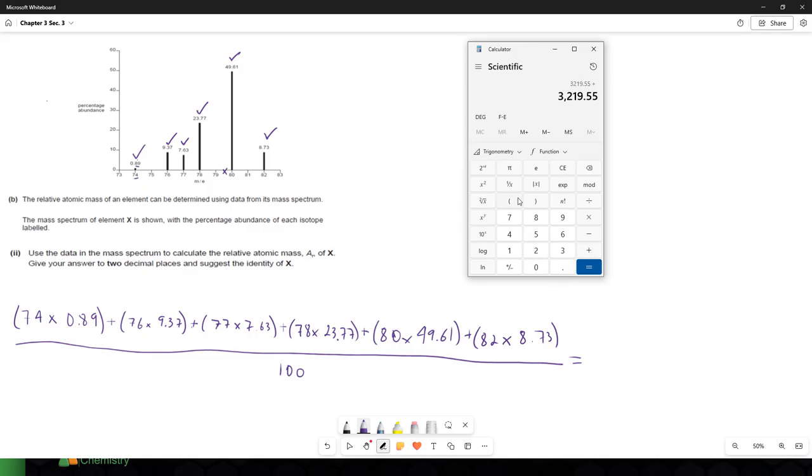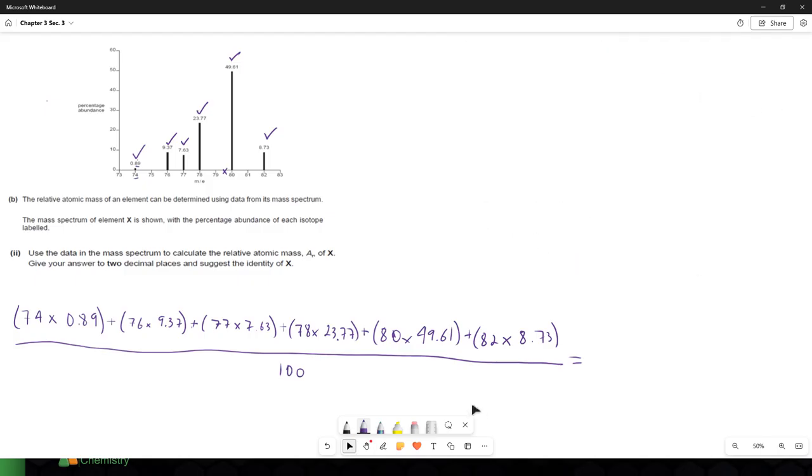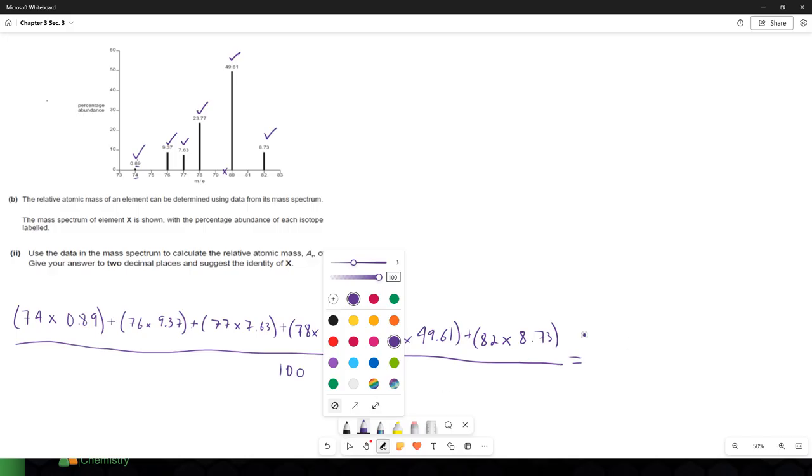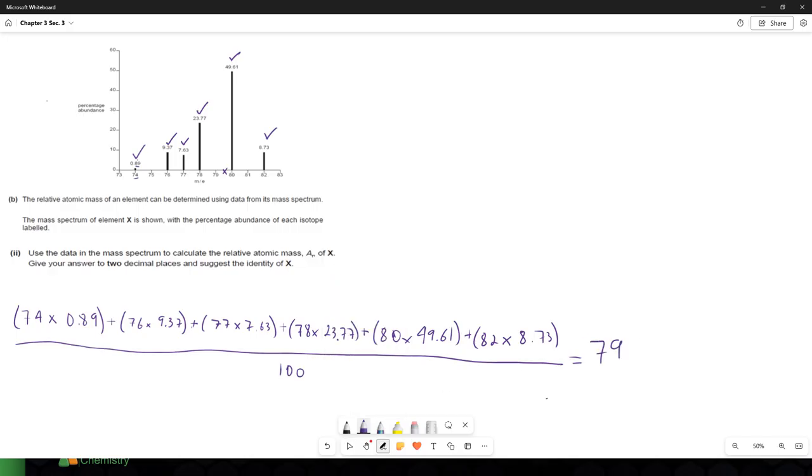So plus 80 times 49.61, plus then the last one is 82 times 8.73. And then once we do that, we're going to divide by 100 because we used the percentages. And we get our answer, and it says to 2 decimal places, so 79.04 would be the answer that we write down. And again, these are atomic masses, so the unit is AMU.